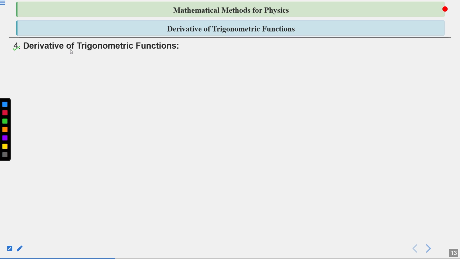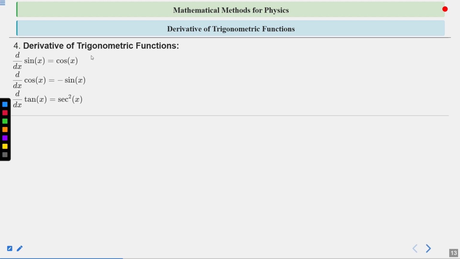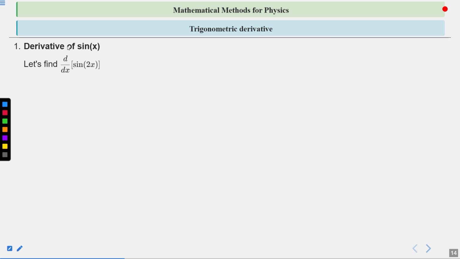Fourth, derivative of trigonometric functions. The derivative of sin x is cos x, derivative of cos x is minus sin x, and derivative of tan x is equal to sec square x. Clear? So all the functions and all the formulas are very important. So derivative of sin x.